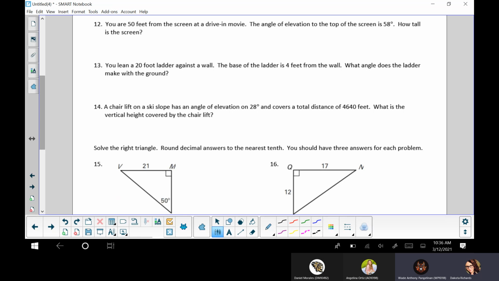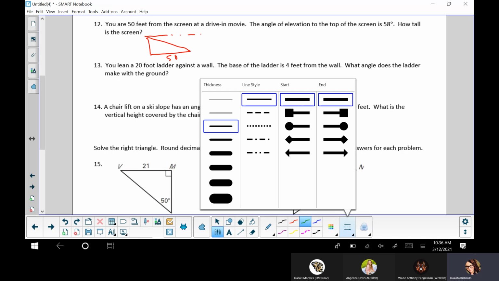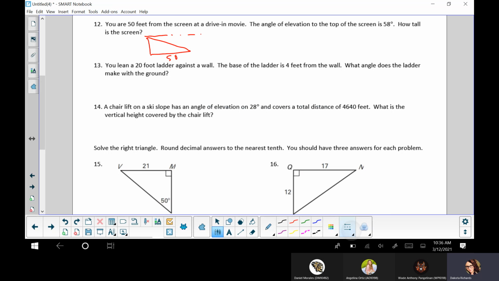So number 12, you're 50 feet from the screen at a drive-in movie. The angle of elevation at the top of the screen is 58 degrees. So basically what that means is the angle of elevation was here. I'm drawing with a stylus on my computer screen, so I'm doing my best.